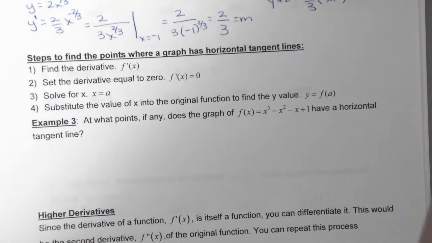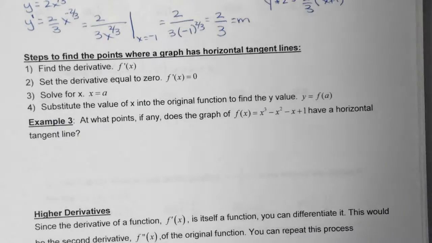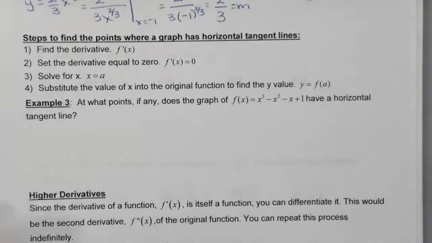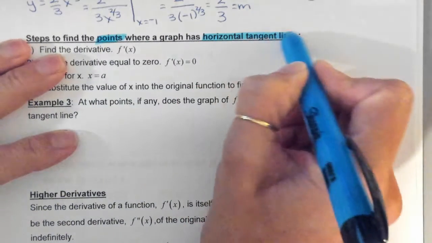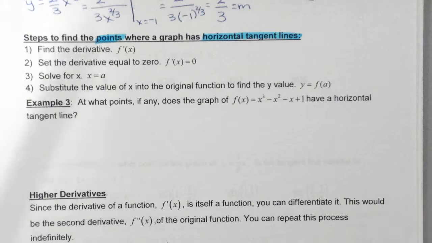Awesome. All right. So there are specific steps to find points where the graph has a horizontal tangent line. So let's talk about this. First of all, what does it mean if I want you to find the points? Can I just say x equals? What's a point?